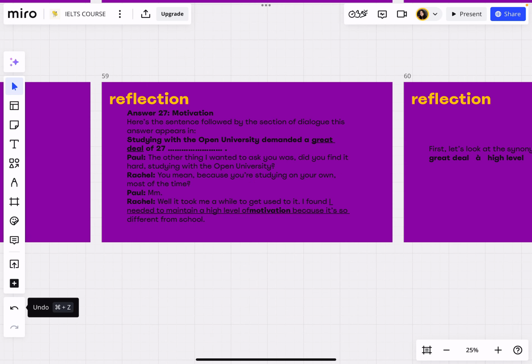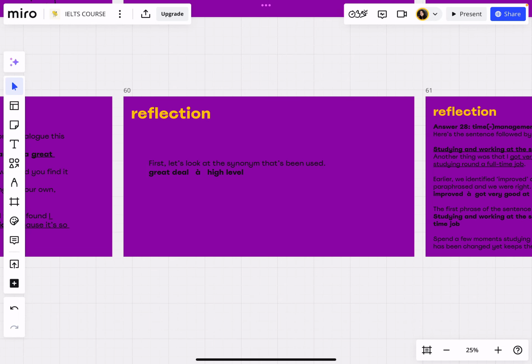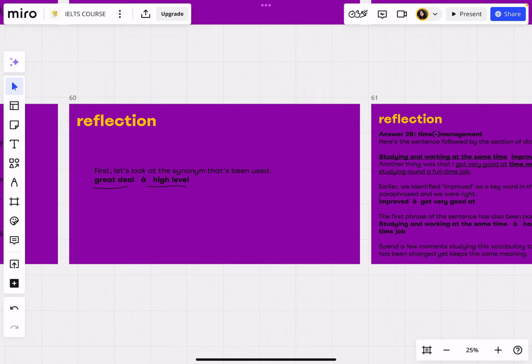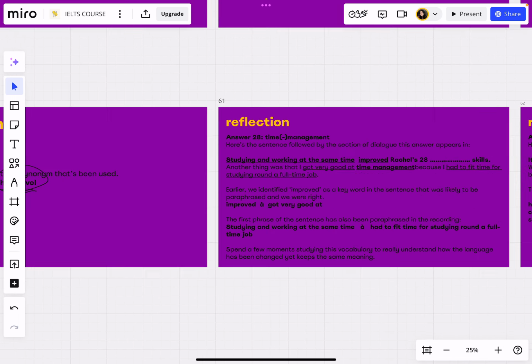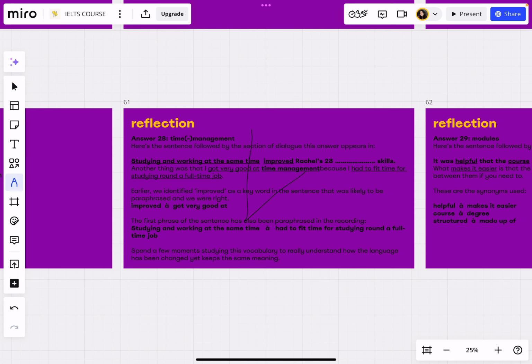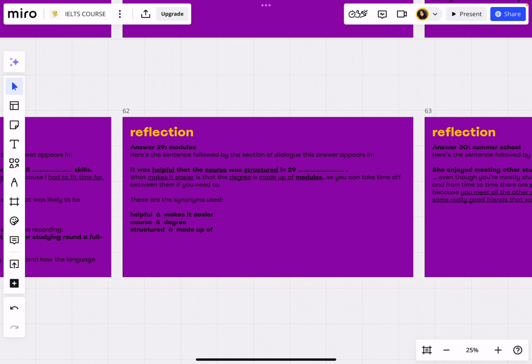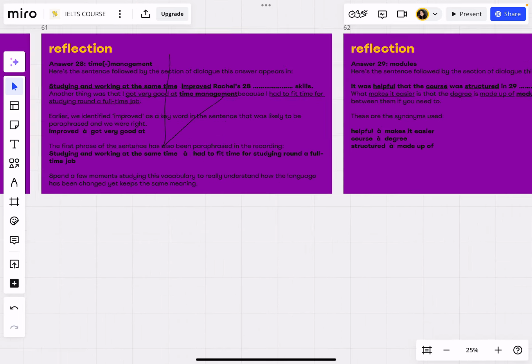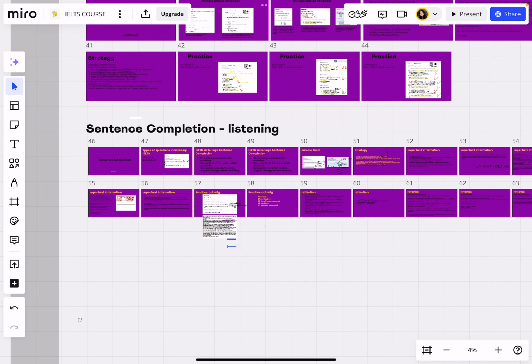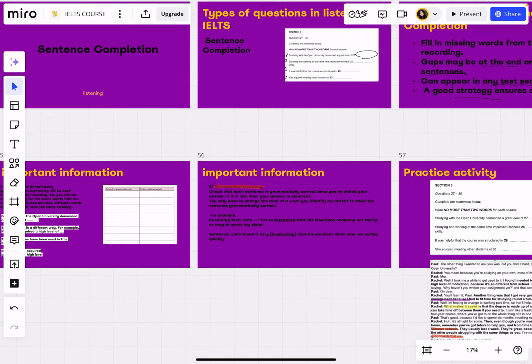Okay, this is the reflection for everything. Yeah, a great sale, it comes high level. So this is the reflection. It's very important to always make sure that you are doing reflection in every question and doing the right reflection like that. You need to always write reflection here, and after that you need to identify paraphrasing.